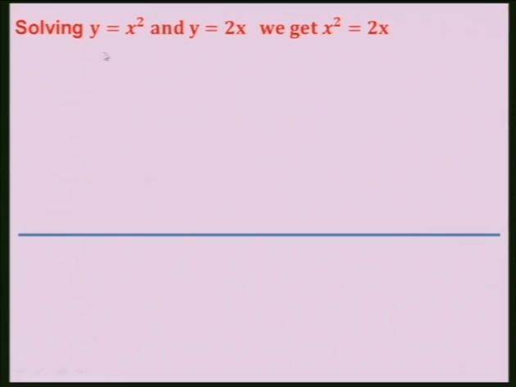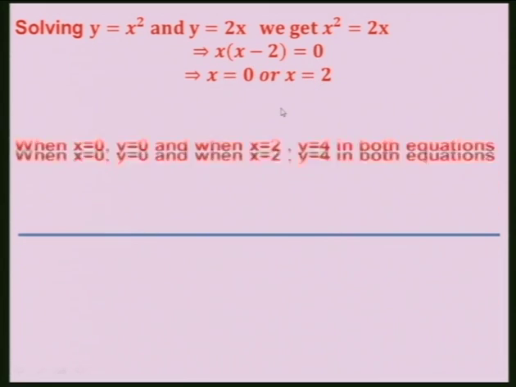Substituting one in another, x square is equal to 2x. Now, simplifying this, x square minus 2x equal to 0, x into x minus 2 equal to 0, that implies x equal to 0 or x equal to 2. Product of these two is 0, either x is 0 or x equal to 2.